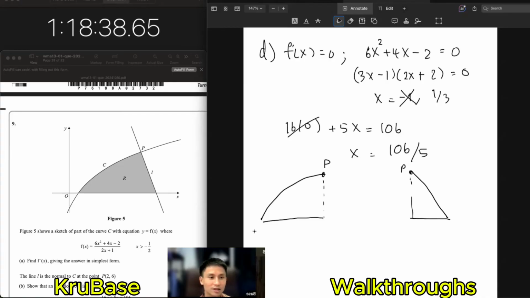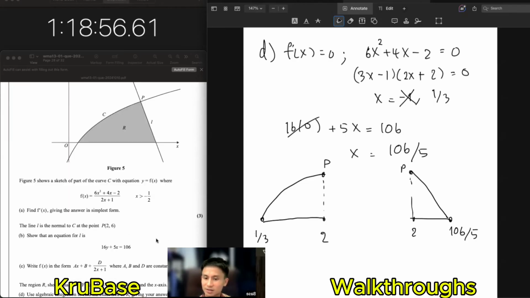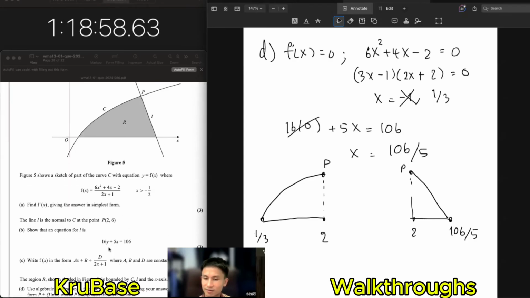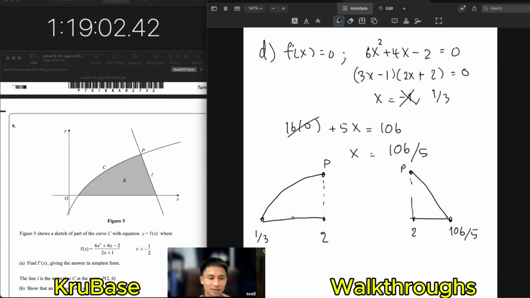So this point here, x being what? 1 over 3, right? And this is the x coordinate of point P, which is 2, just down here. And this is 2, and this coordinate is 106 over 5. That's quite further away. Okay. Interesting. Yeah, that should be fine. It's just the diagram is not to scale, basically.